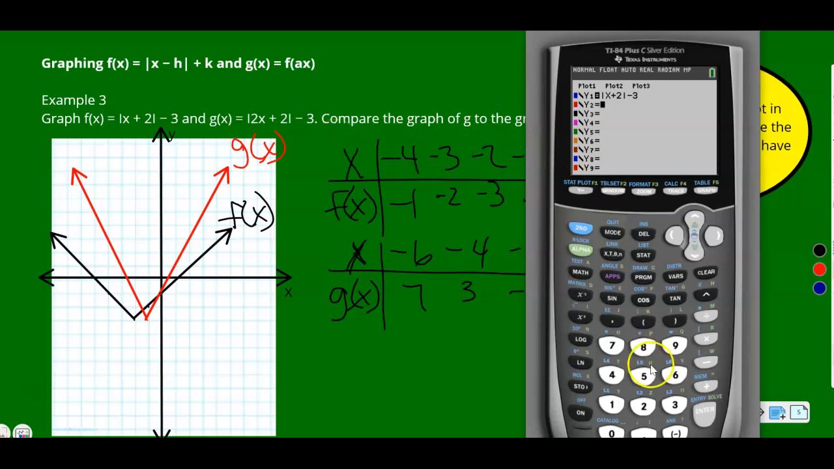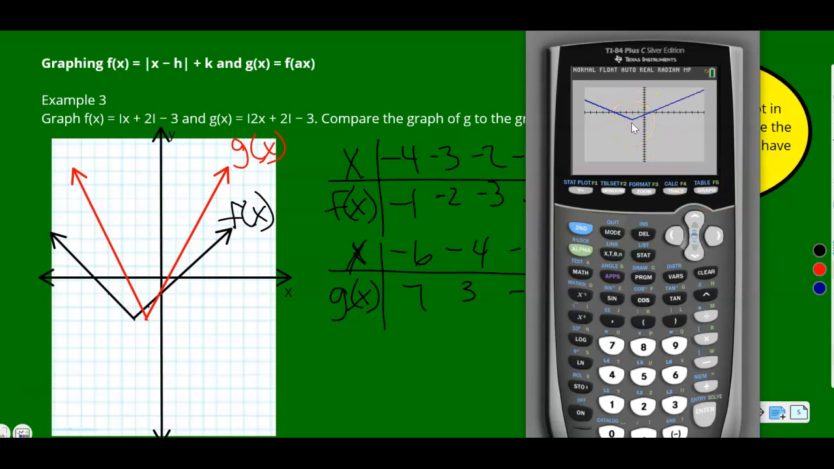And then the second function, I'm going to go back to math, over to number, absolute value. This time it's 2x plus 2, and then minus 3. So you do need to be able to graph these using a table of values without your calculator, but it is nice to be able to check yourself once you get done.